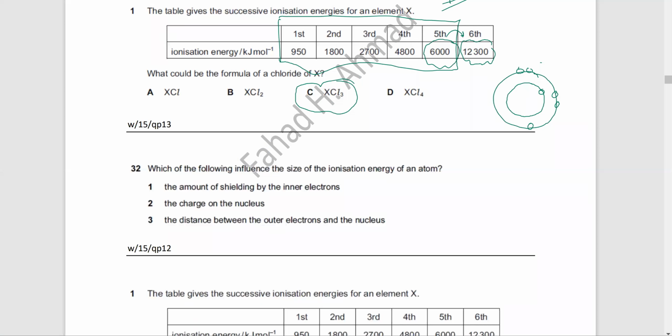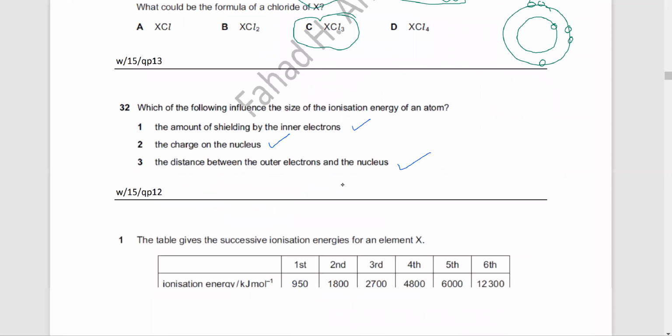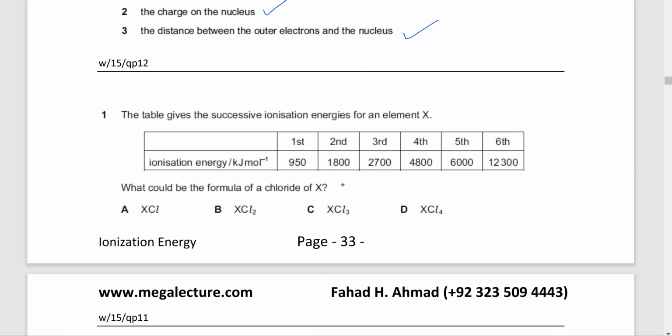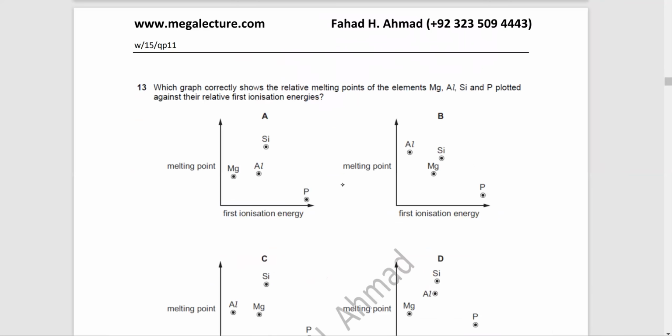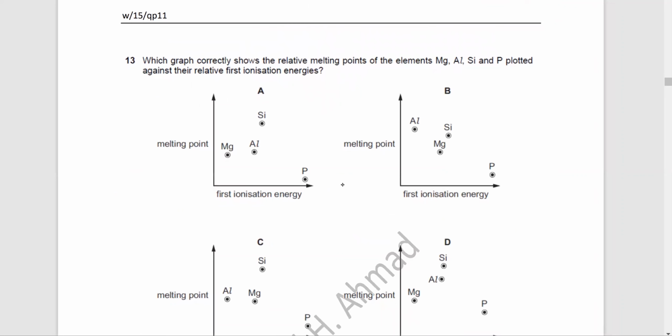So the first one is correct, shielding. Second one is the charge on the nucleus. That's also correct. Or the nuclear charge, number of protons. And all three are correct. Okay, so the distance also matters. Now this is a repeat, so we'll skip that. I said this question.